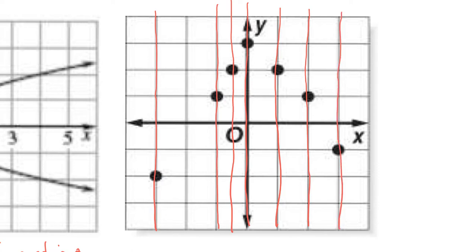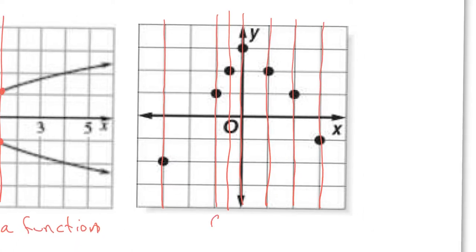So this graph is a function. There's only 1 point on each vertical line.